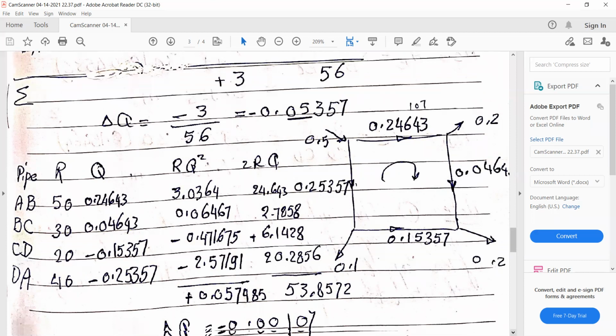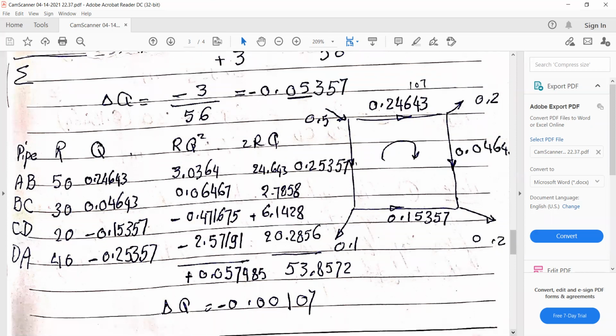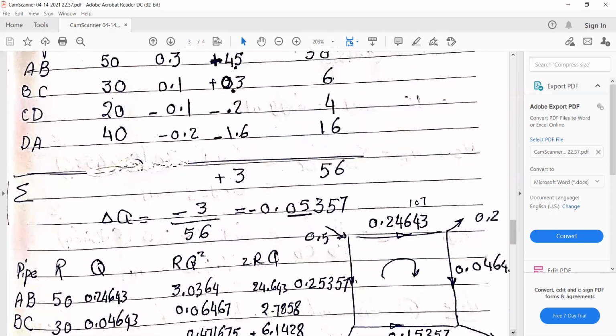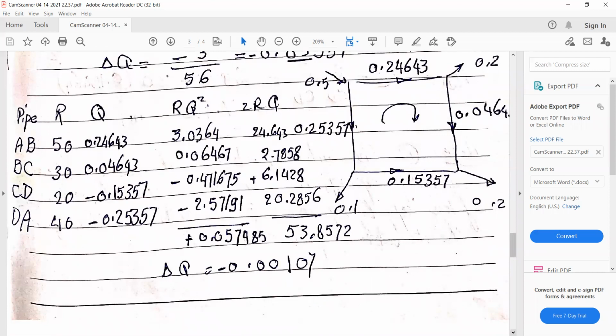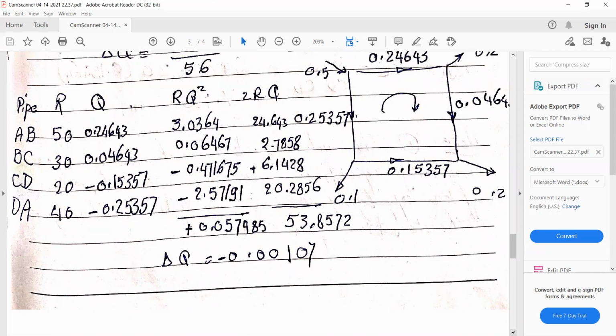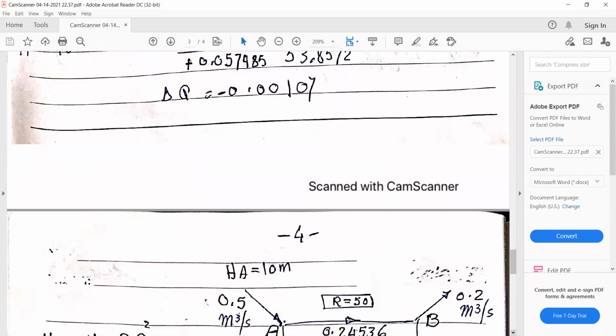Okay. Now, I would like to show you this. The first correction was 0.05, but the second correction is 0.001, which is much smaller. That means we are going in the right direction for the convergence. The convergence process is working, or the method is converging. The Hardy-Cross method is a converging procedure for finding the flow rate in a pipe.